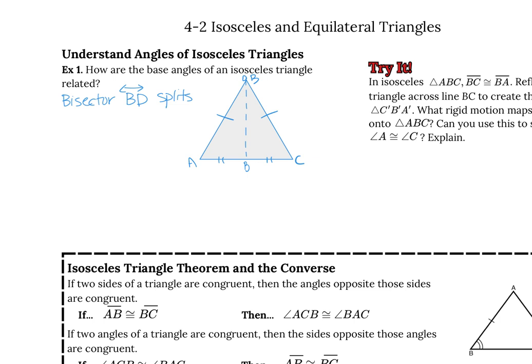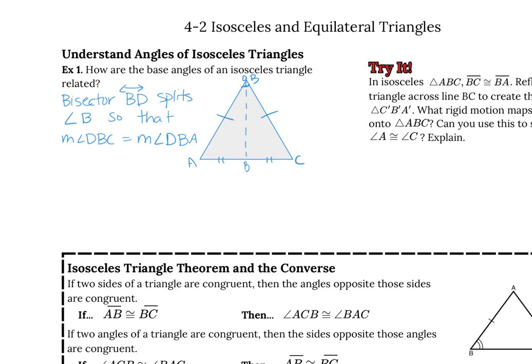Okay, and bisector BD would be evenly splitting this angle in half into two congruent angles. Okay, and that means that the measure of angle DBC is equal and congruent to the measure of angle DBA. Congruence.